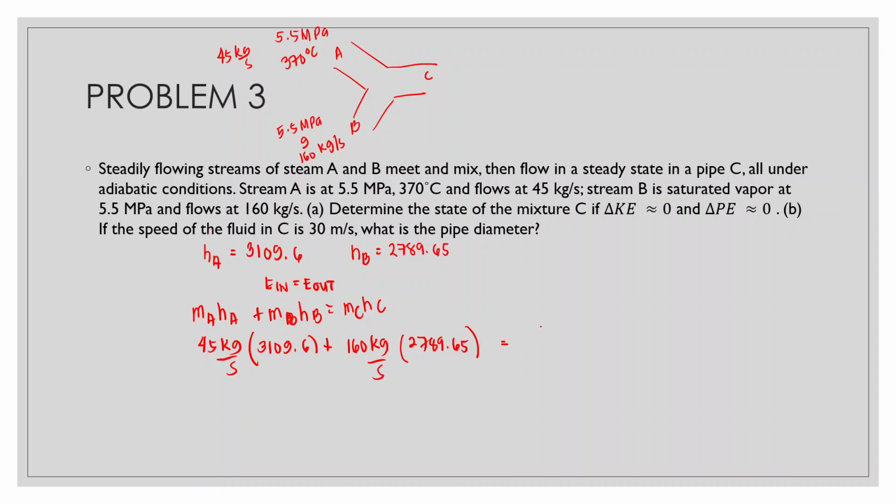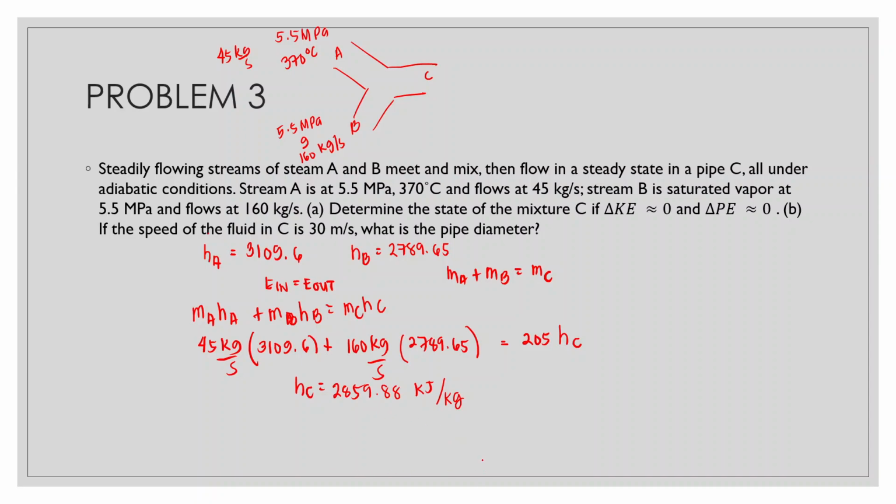Tapos, sa HC, ang MC natin ay MA plus MB is equal to MC, sabi sa law of conservation of mass. So, ito ay magiging 205 times HC. So, technically, ang HC natin is 2859.88 kilojoule per kilogram. Okay? So, ito yung HC natin.